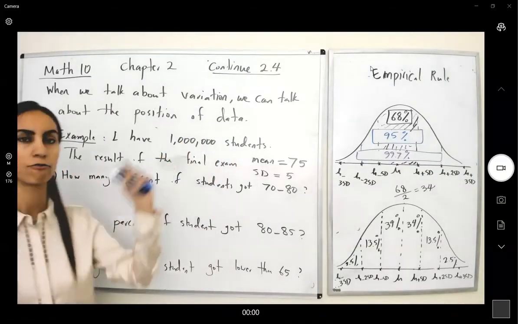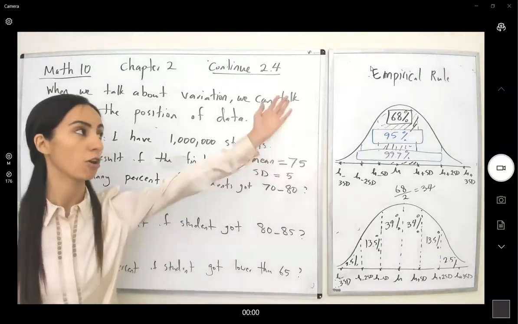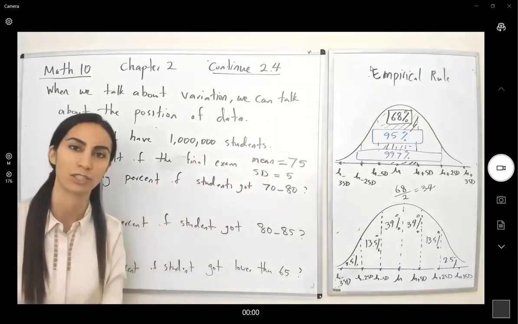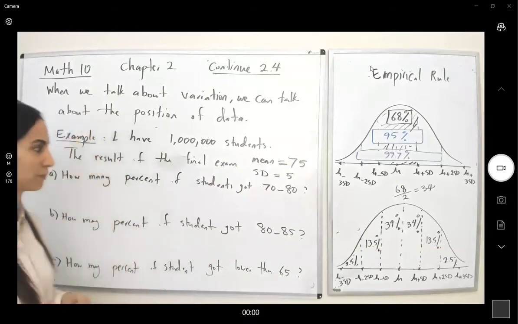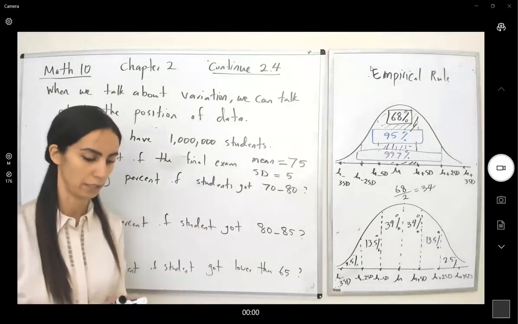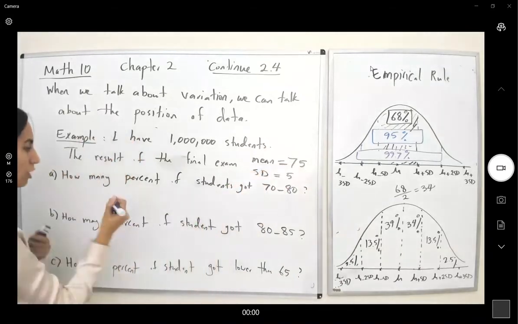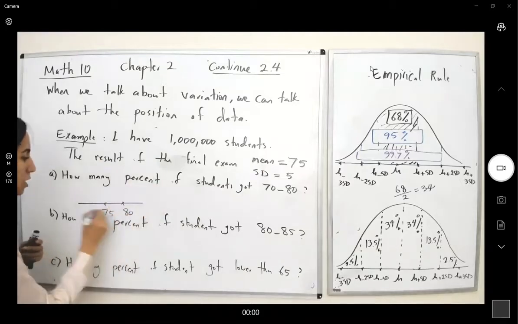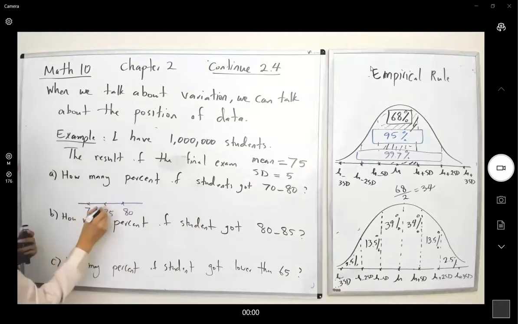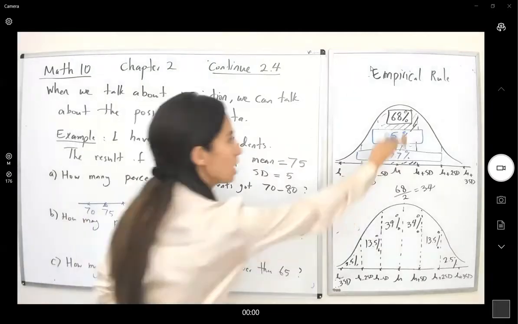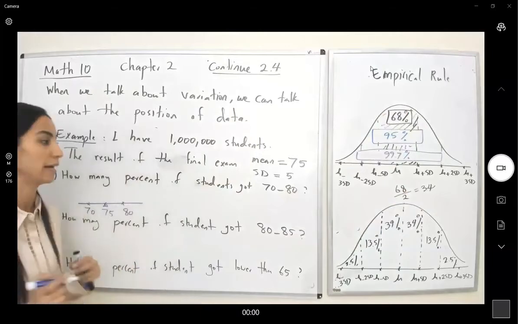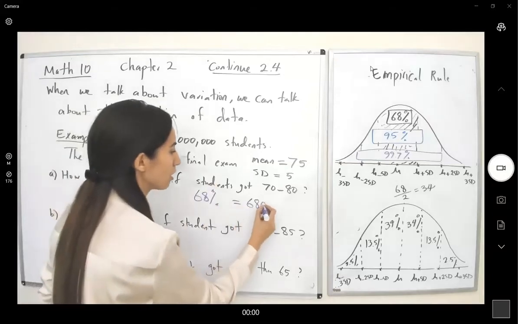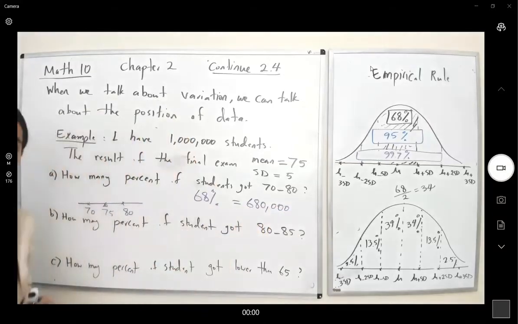Okay, since I have 1 million students, and suppose I know it follows a normal distribution, I can use the empirical rule to answer these questions without doing any specific calculation. So how many students got 70 to 80? Mean is 75. One standard deviation above gives me 80, one standard deviation below gives me 70. So one standard deviation, the empirical rule says it is just 68%. 68% of my students, which is equivalent to 680,000 students.